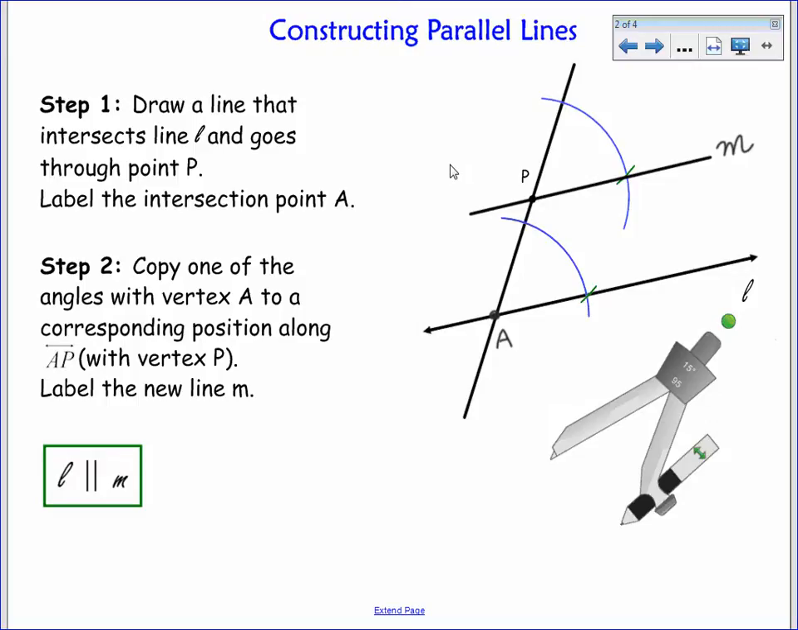Something to point out here is that this is not the only place I could have copied that angle, right? I could have actually copied it down here and used alternate interior angles that are congruent, and I would have also produced parallel lines that way as well. So there are multiple ways to do this, but I will say that using this particular method of copying a corresponding angle is kind of the default way of constructing. So if someone else asks you, is this the correct method, they're generally going to be asking you about corresponding angles.